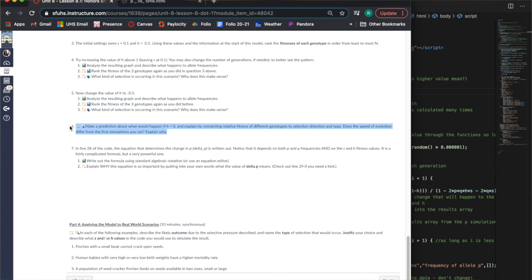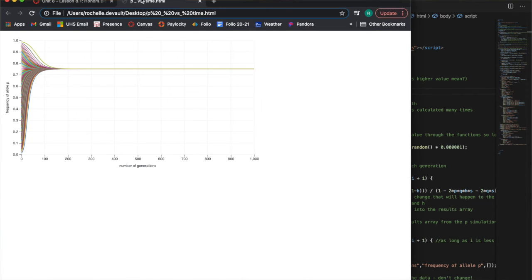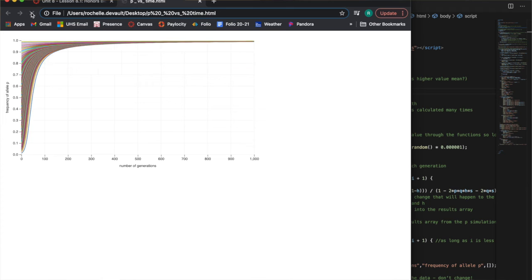Make a prediction about what would happen if H was 0, and explain by connecting relative fitness of different genotypes to selection, direction, and type. Does the speed of evolution differ from the first simulations you ran? Explain why. Okay, so now we want to say that the heterozygous factor is 0. Okay, I'll save, refresh.